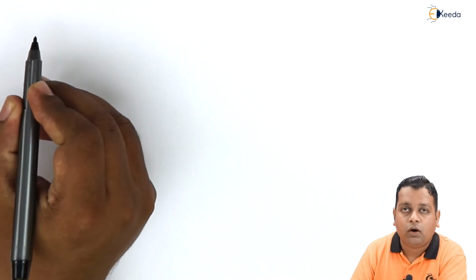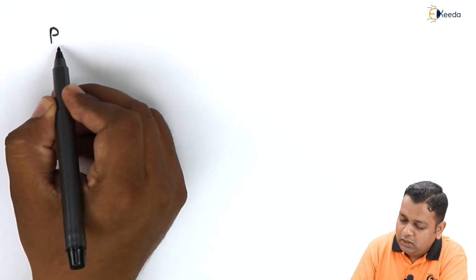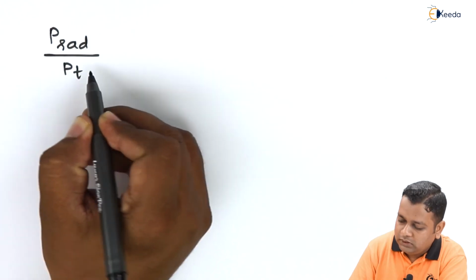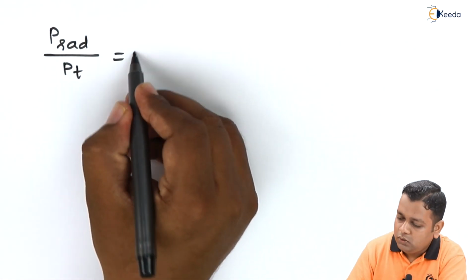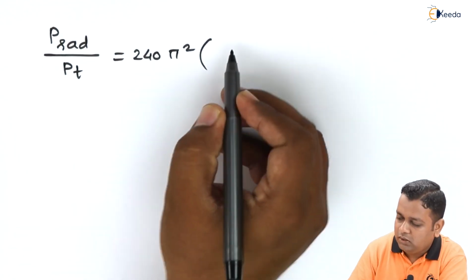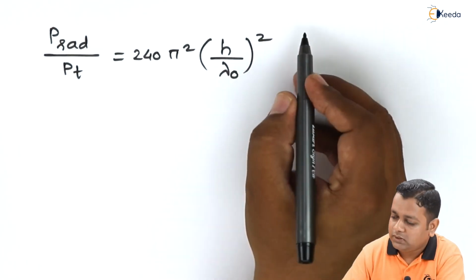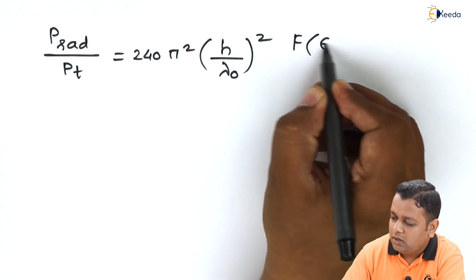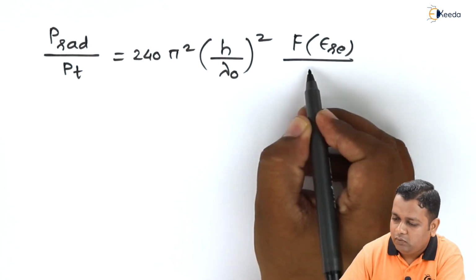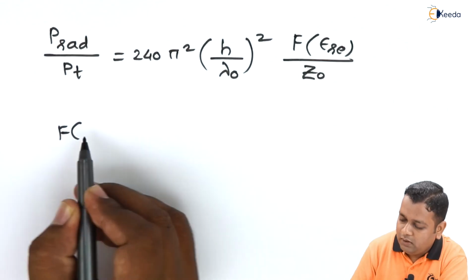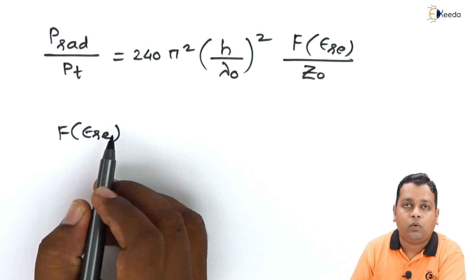Taking all these assumptions into consideration, researchers have given us a relationship for the ratio of radiated power P_rad to the total dissipated power P_T. It is given by 240 times pi squared, times the square of small h divided by lambda 0, multiplied by another ratio, F as a function of epsilon_re divided by capital Z0.